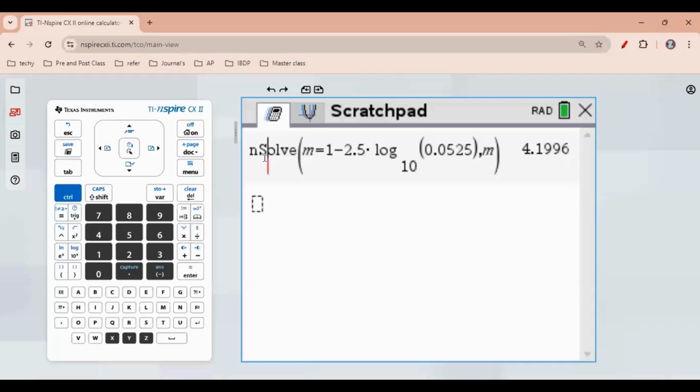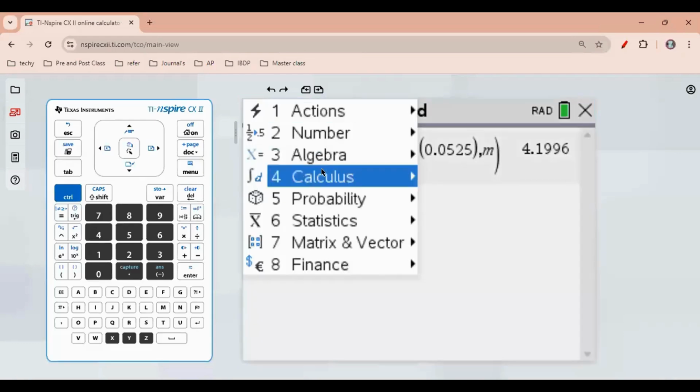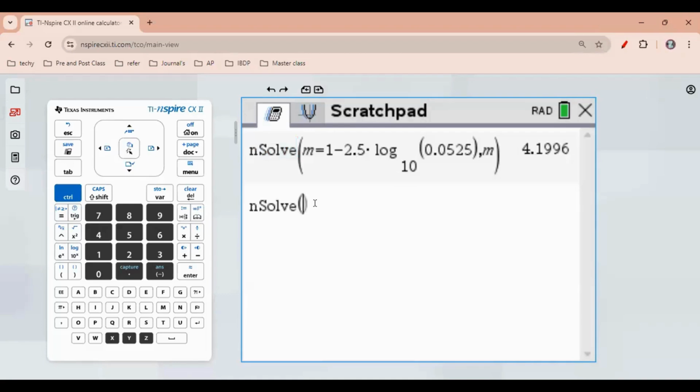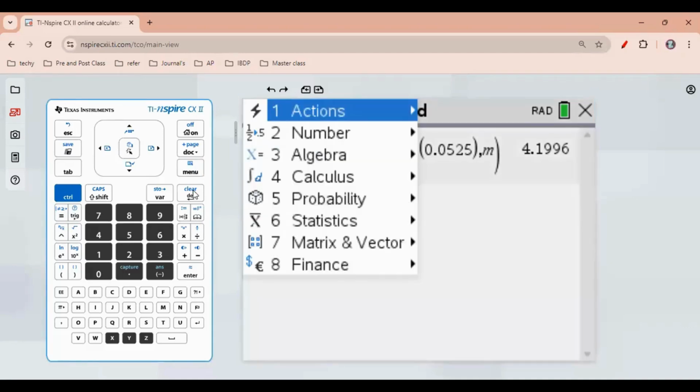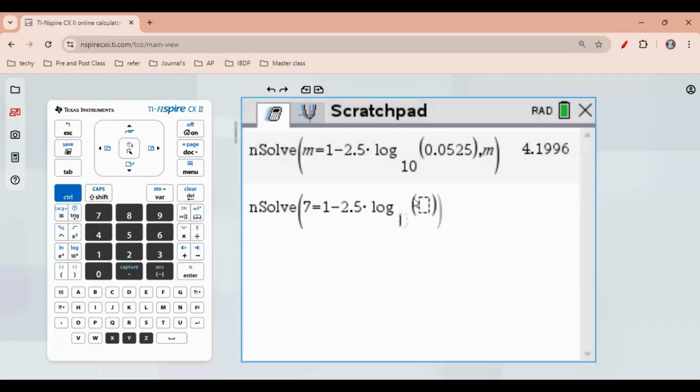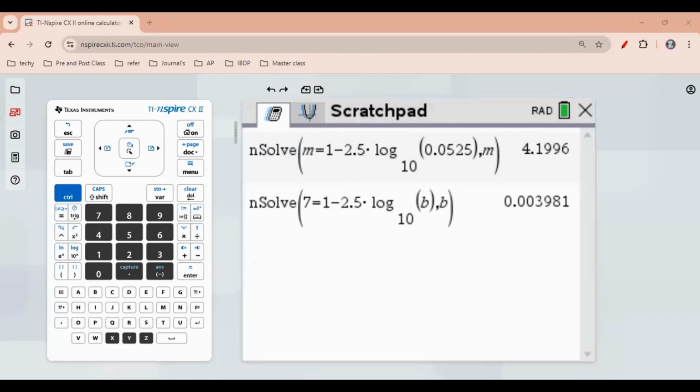Okay, in this case, it's a numerical solve again. So algebra and numerical solve. I know m here, which is 7. So 7 is equal to 1 minus 2.5 times the same thing, log with base 10, but I don't know what is b. Brightness is unknown here. So that's it, comma. We are solving for b. And just click enter. We got the brightness. Very simple process. If you know the calculator stuff, you can solve it.